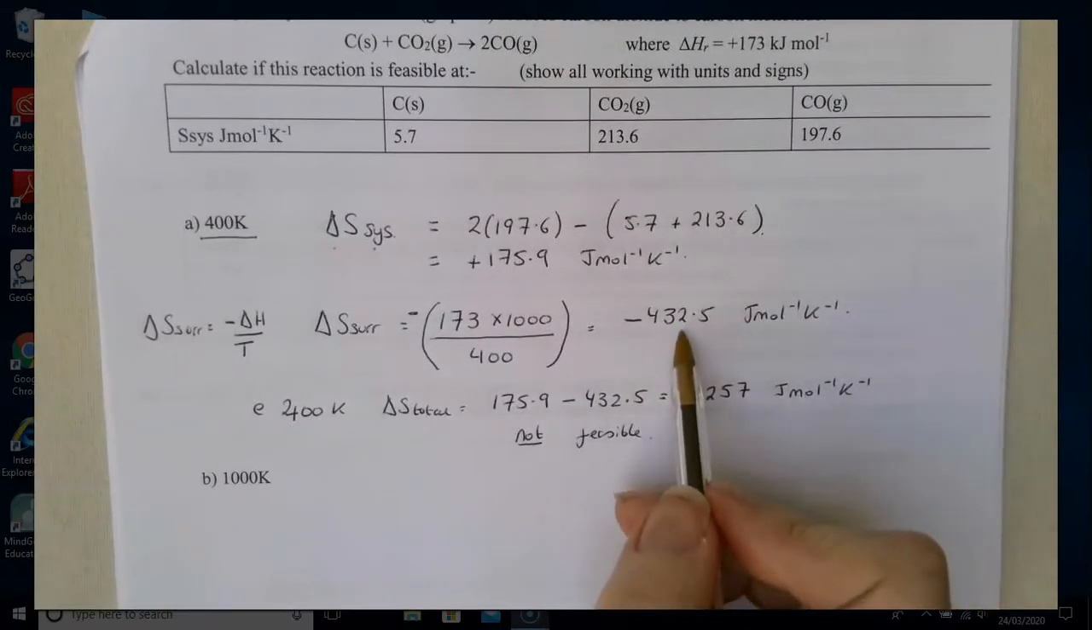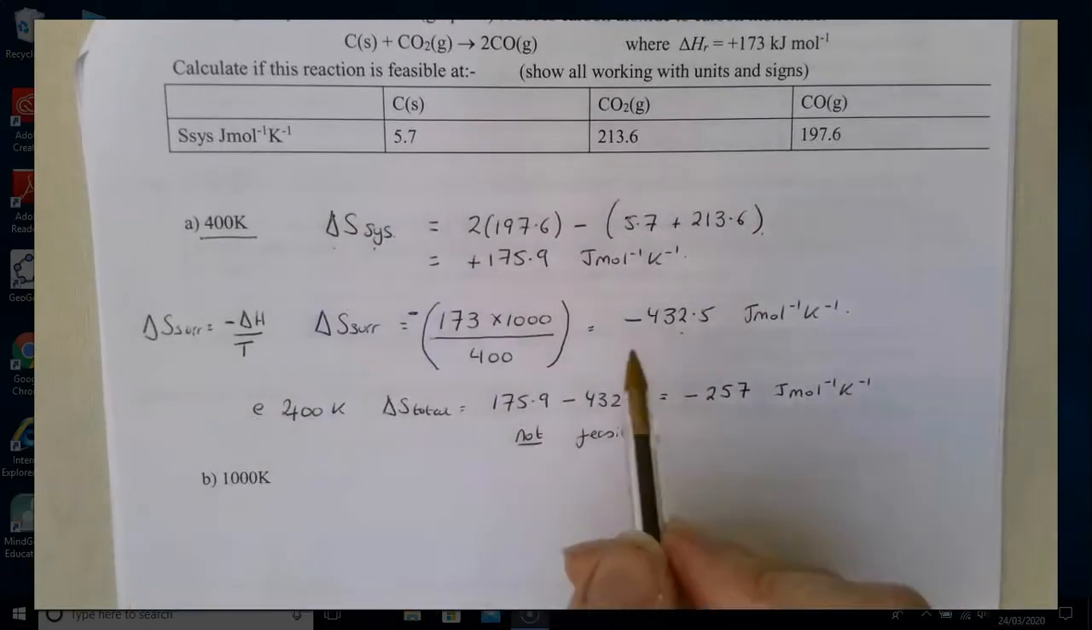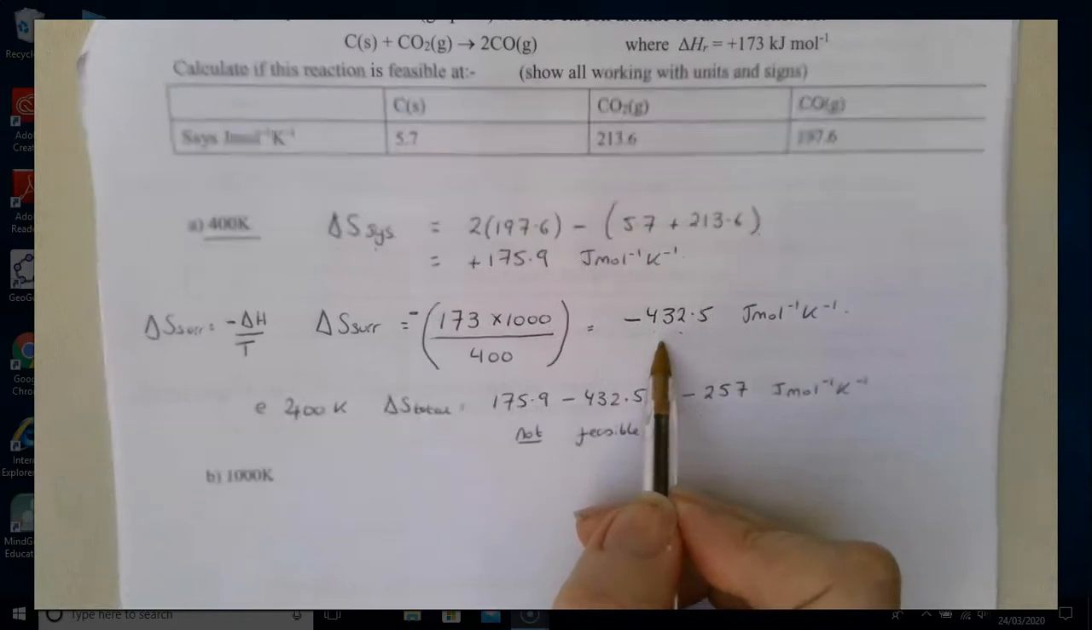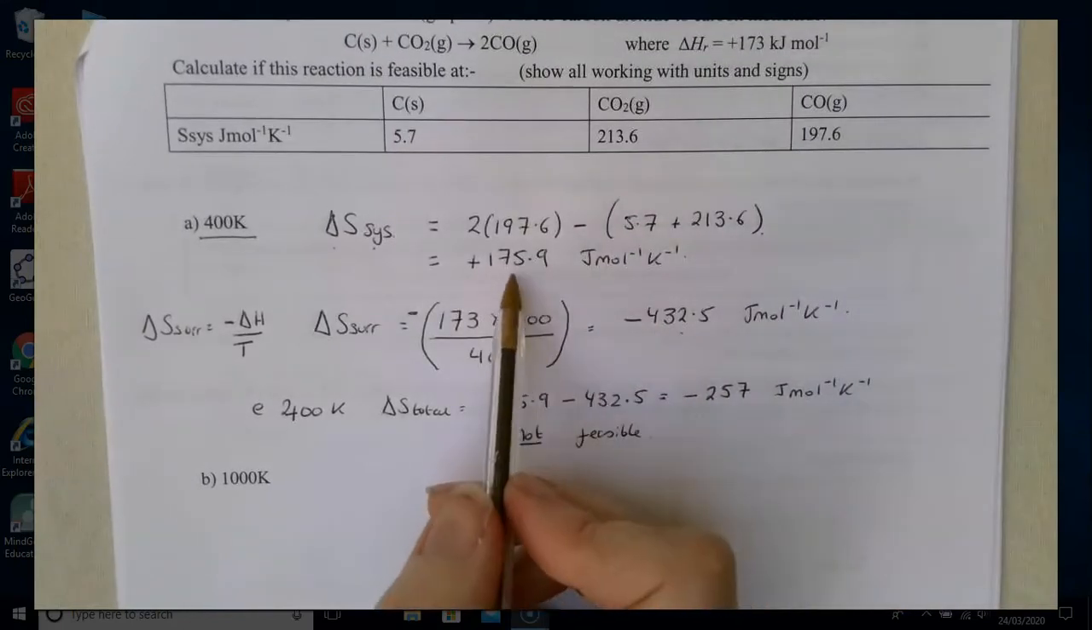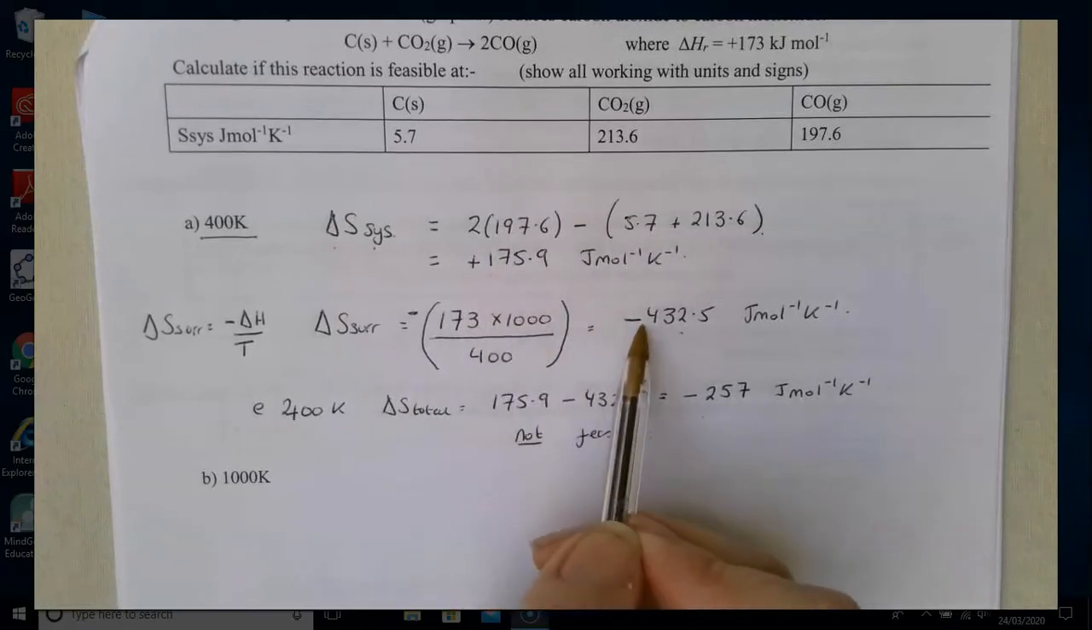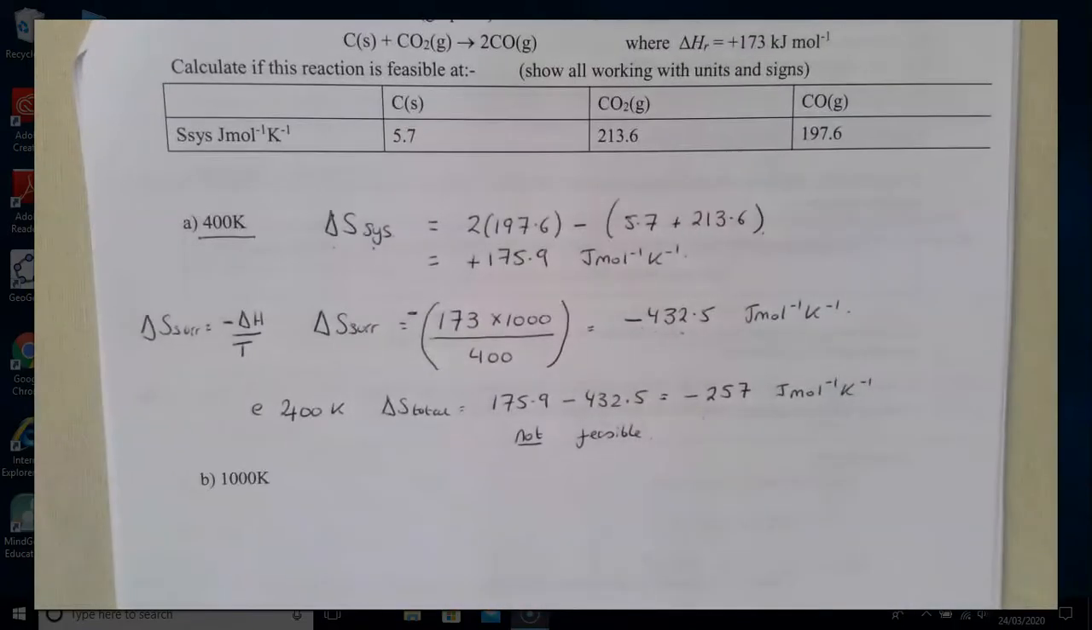So this entropy change here, this entropy change of the surroundings, because it's such an endothermic reaction, is bigger than the increase in entropy we get from the system. So again, when I combine those two, I get an overall negative number.